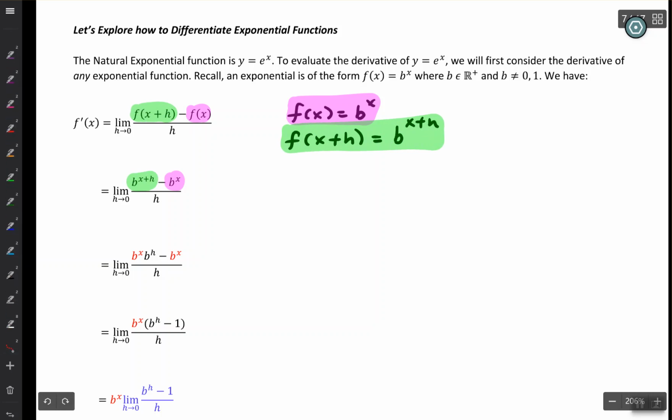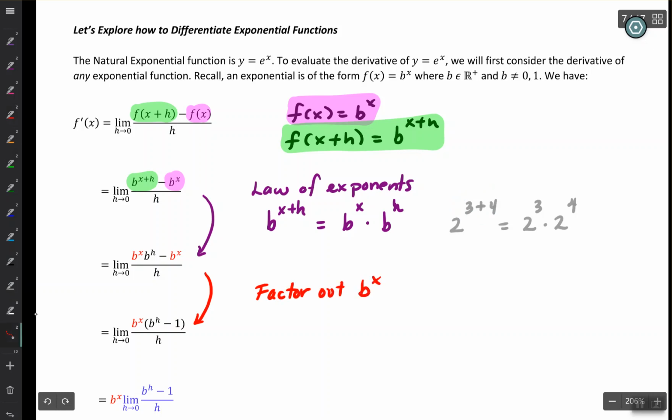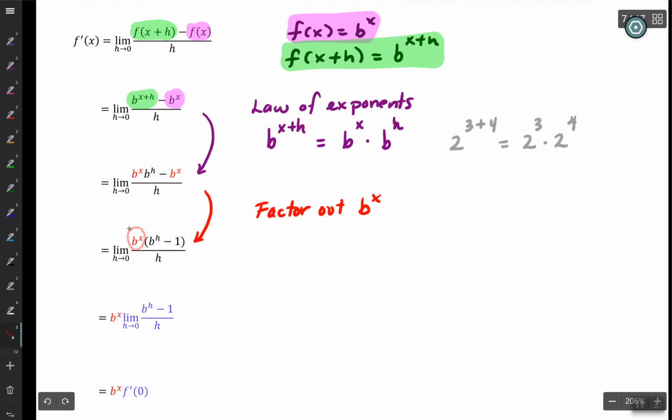Now just using a little law of exponents from here to here, b to the x plus h is b to the x times b to the h. For example, 2 cubed plus 4 is also 2 cubed times 2 to the 4th. The base is the same, and when you're doing that multiplication, we get to add our exponents, right? Here they just factored out that b to the x. And here, I'm pulling that b to the x out in front of the limit.